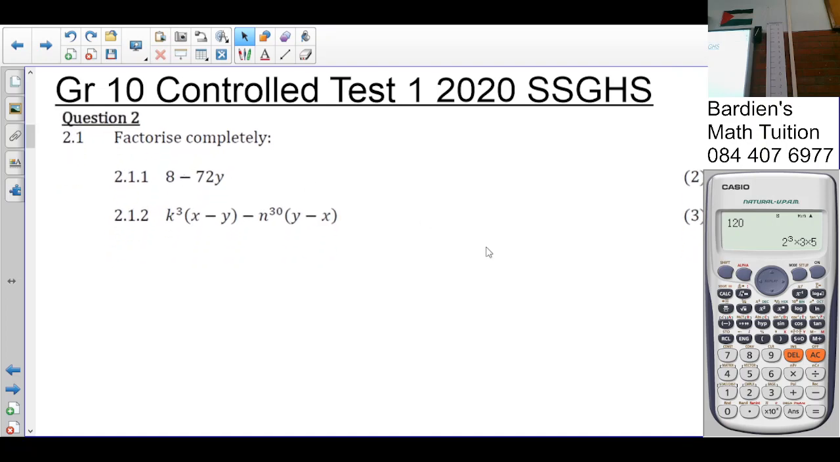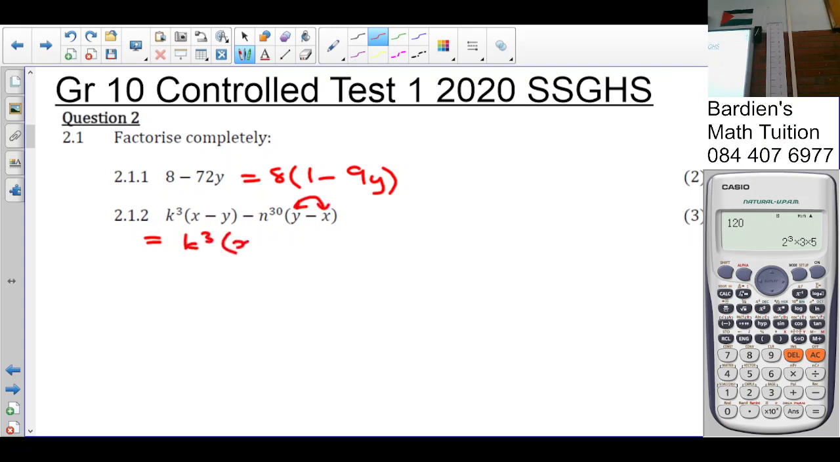Question 2, factorize. People, what is common in the first two? 8. 8 is common. Okay, so I'm left with 8 into 1 minus 9y. Here we have a common bracket, but y minus x is not the same as x minus y. So what I need to do is flip. So you've got k cubed, x minus y. Swap it around, negative comes out. Makes this negative, positive, into the 13 into x minus y.